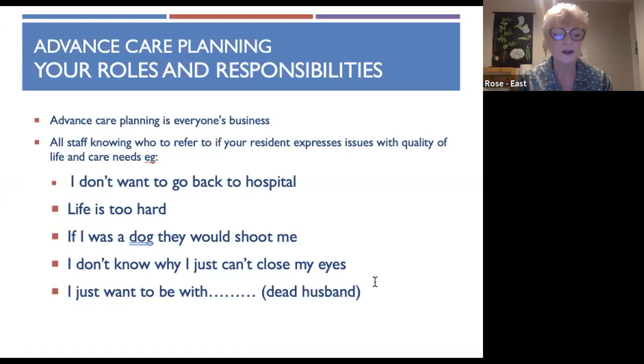Even now, COVID has changed the hospital landscape. I mean, it wasn't great before, but it seems like hospitals are really hard places to be in now. Life's just too hard. If I was a dog, they'd shoot me, those kinds of things. I don't know why I just can't close my eyes. I'm sure you've all heard these, and they're worthy of documenting and making a note of.